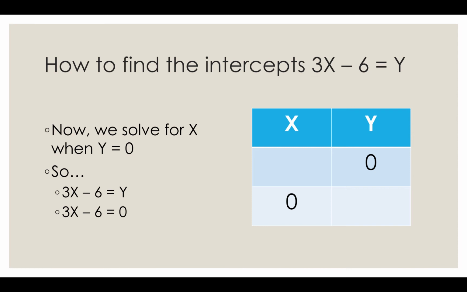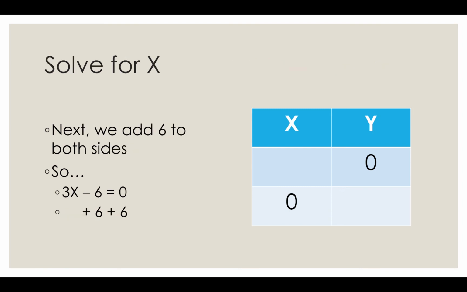So, in our original equation of 3x minus 6 equals y, we have y equal to 0, which changes the equation into 3x minus 6 equals 0. Now we try to get x on one side of the equation and the numbers on the other side of the equal sign. To do this, we add 6 to both sides.